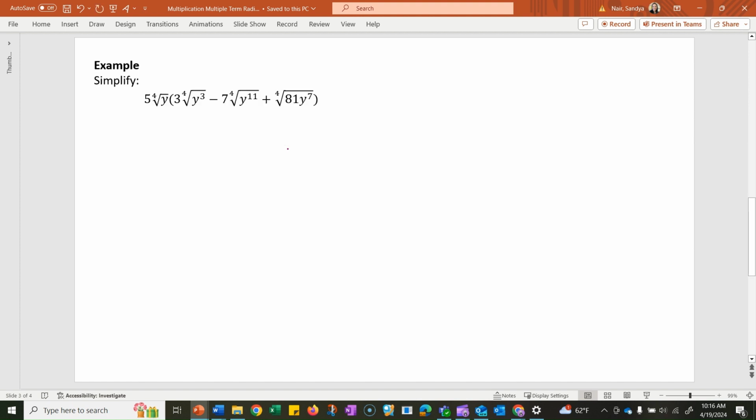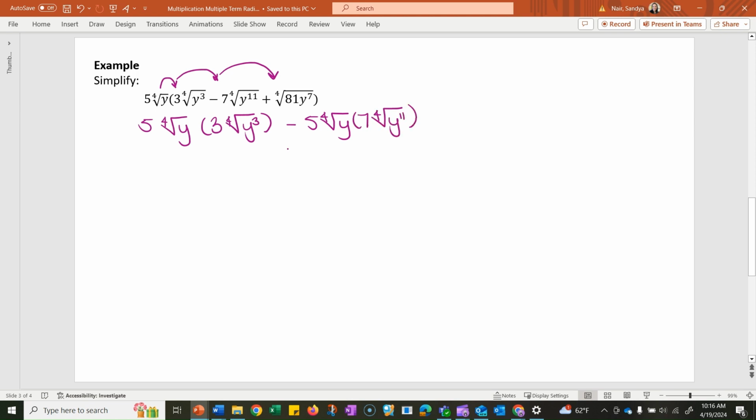So I'm going to take this 5 fourth root of y and distribute it to all of these three terms that are on the inside of the parentheses. So that's going to give me 5 times the fourth root of y times 3 fourth root of y cubed. Okay, and then I have that minus 5 fourth root of y times 7 fourth root of y to the 11th. And then I have plus 5 fourth root of y times the fourth root of 81y to the 7th.